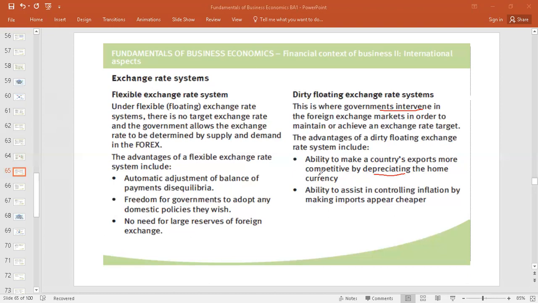We also see the ability to assist in controlling inflation by making imports appear cheaper. So that is one way. In the whole aspect of controlling the foreign exchange rate, we see the role of government. When the role of government is seen, we call that a dirty floating exchange rate.